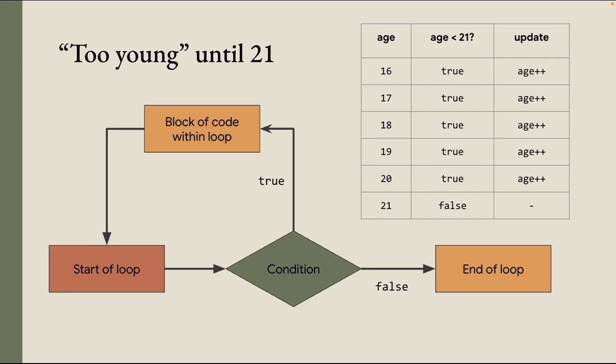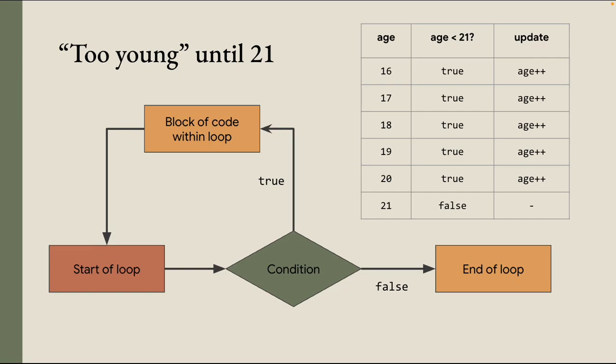Then we're gonna update. So the condition was true. Age is less than 21. So we did the block, which was to print out too young. And then we did age plus plus to increment the age. So the next time we start the loop, the age is what?